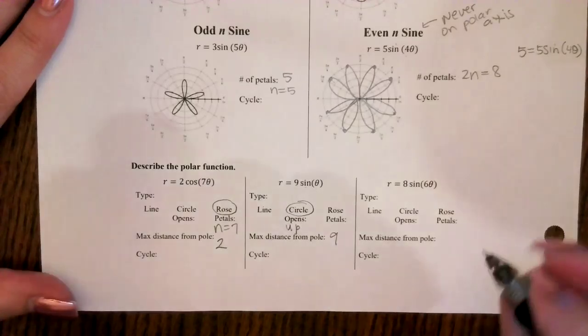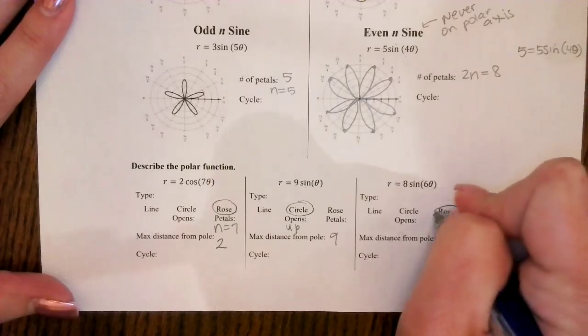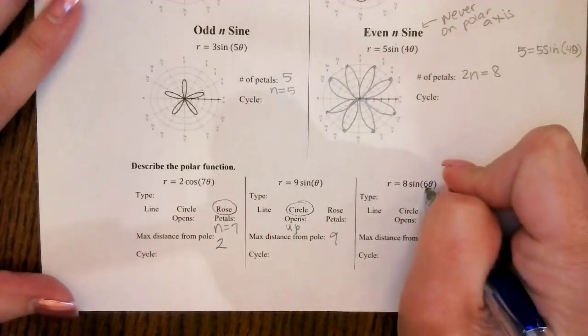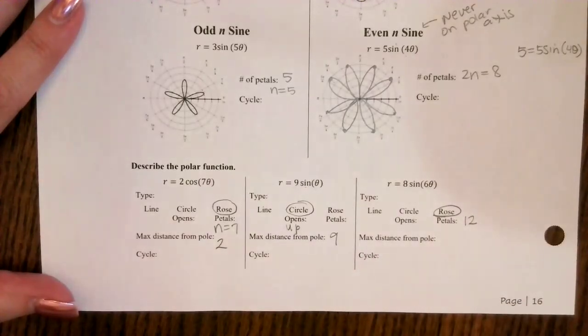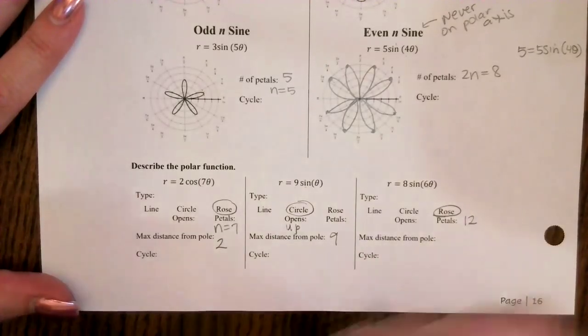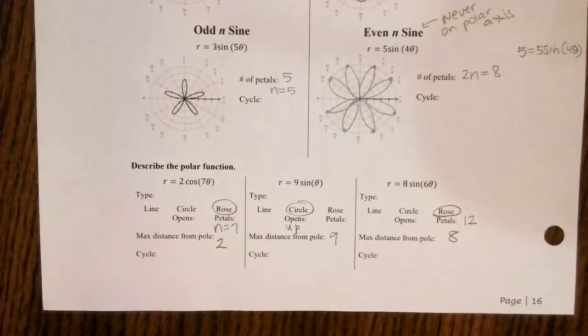All right, for our next one, we do have a B value there. So this is a rose. This is an even number, so we're going to double that for the petals. So this is going to have 12 petals. And that max distance from the pole is going to be 8 because that's going to be the length of our petals.